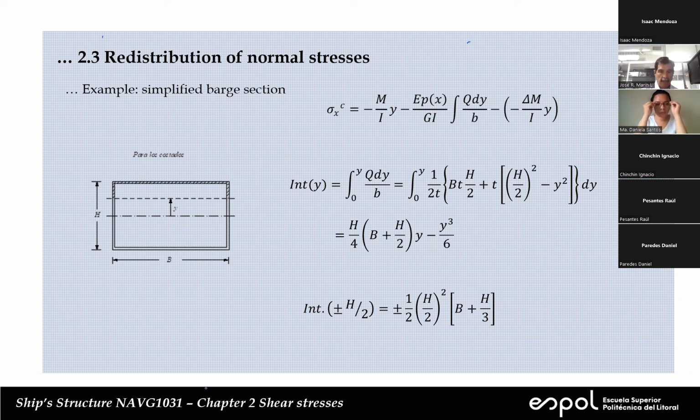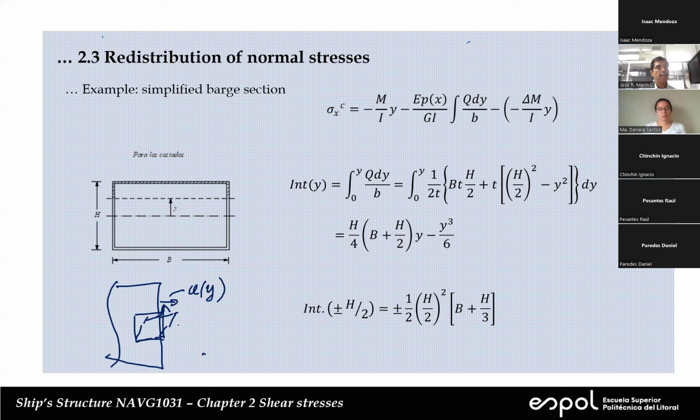Okay, so let us remember we have a section here. Okay, and we have something like this. Okay, so what we're going to calculate is this. Okay, this is what we are calculating. Okay, to calculate that, we need to integrate du dy. Okay, so here, please, we go from 0, that's the neutral axis, to y.